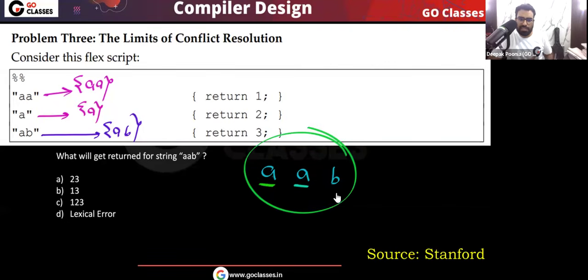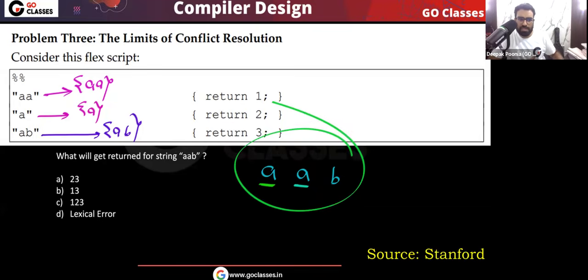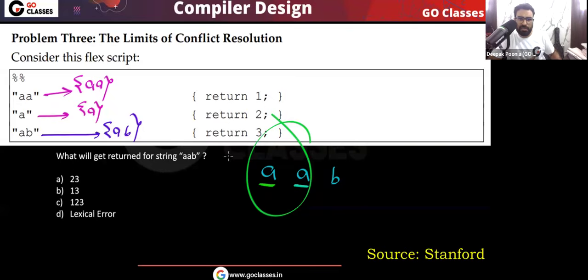Now you will read the next symbol, B. Now who is in the race? Now no one is in the race. So you go back and you find the last match. What was the last match? This AA. This is the last match. This is matching with the first regular expression.